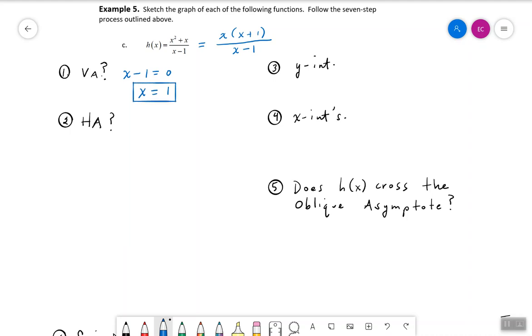In order to find the horizontal asymptote, we check the degree of the numerator and denominator. Since the degree of the numerator is exactly 1 more than the degree of the denominator, 2 versus 1, then there is no horizontal asymptote, but there is an oblique asymptote. In order to find the equation of the oblique asymptote, we're going to use synthetic division.